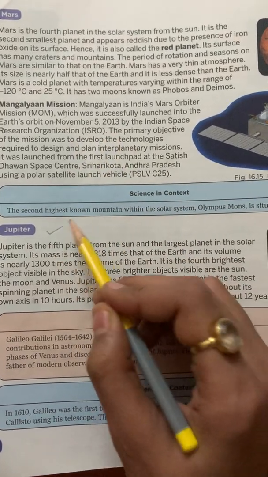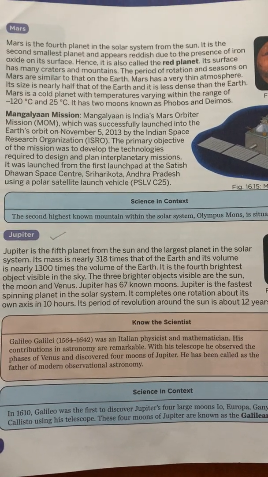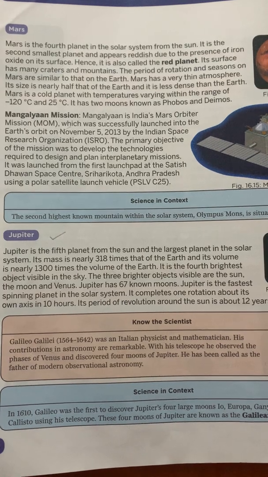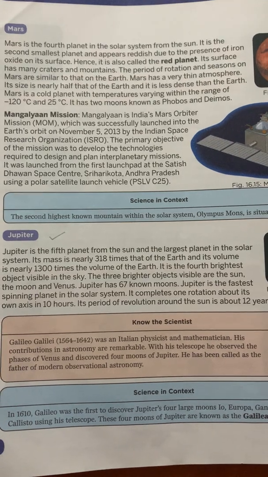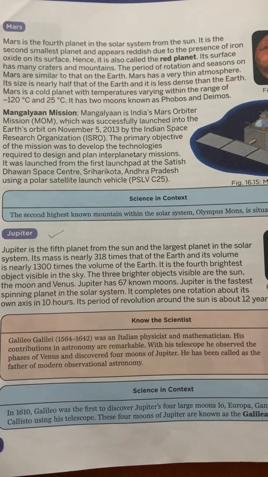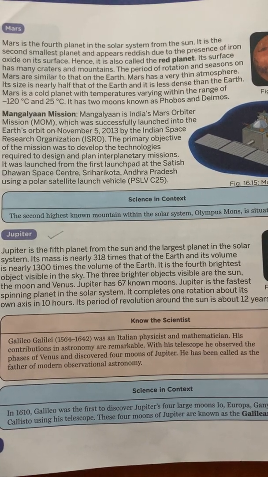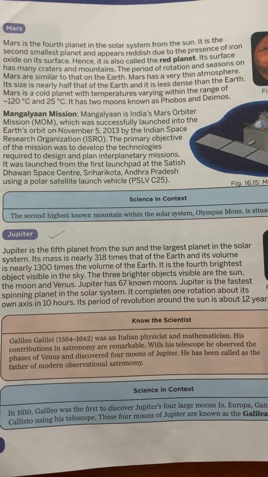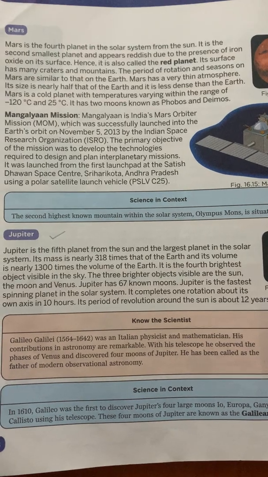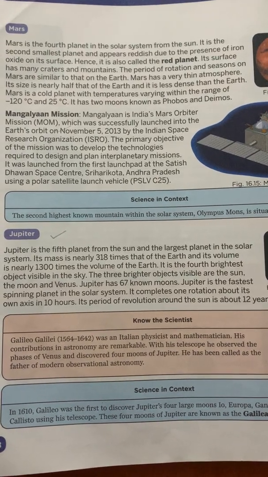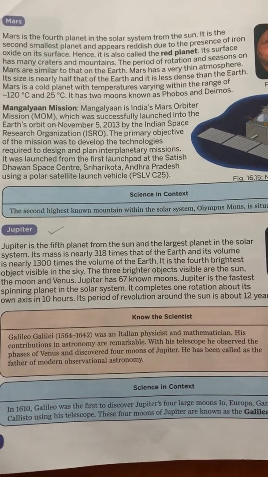Then we would be talking about Jupiter, which is the fifth planet and the largest planet in the solar system. It is nearly 3.318 times the Earth's size, and its volume is nearly 1300 times that of Earth. It has 67 known moons. The third brightest object visible from the sun side is the Moon and Venus. Jupiter is also the fastest spinning planet in our solar system.